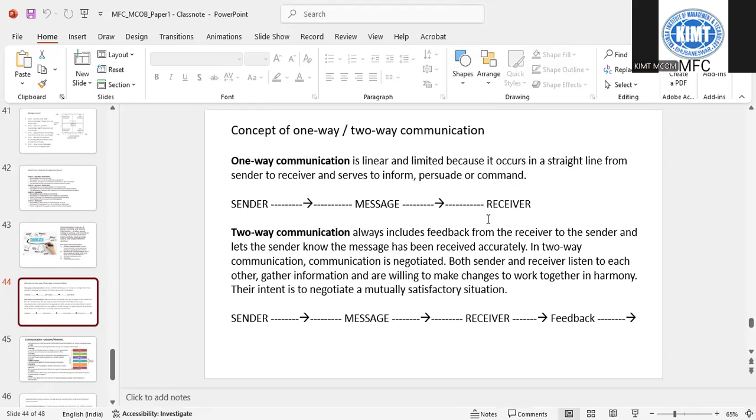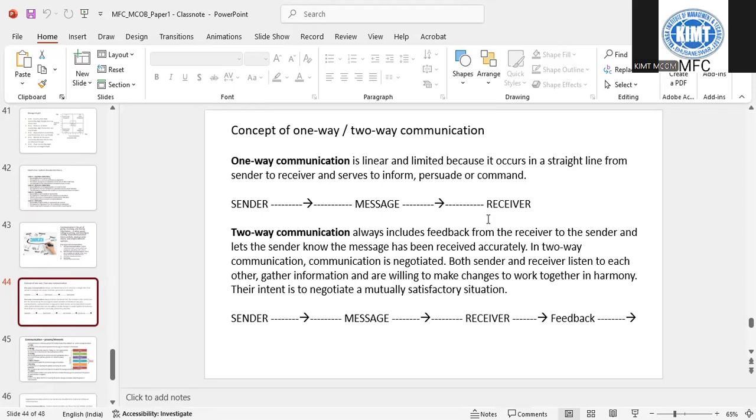If someone is giving feedback, suppose I am taking your class, and you say yes or no, whether you understand or what you will do, that is feedback. If there is no feedback, then I am talking only, you are listening. That is one-way communication. Two-way communication, when you are interacting, you are talking, you are asking something, that means communication is flowing from my side and also flowing from your side.